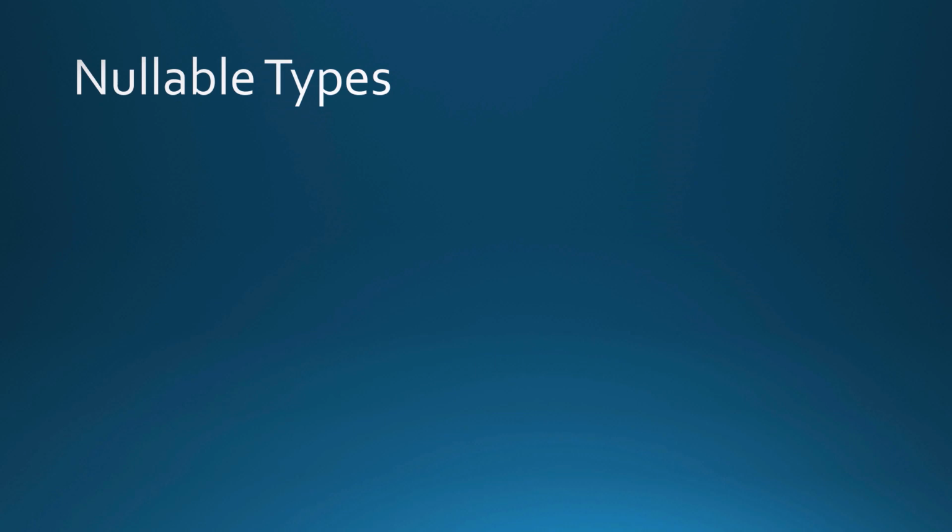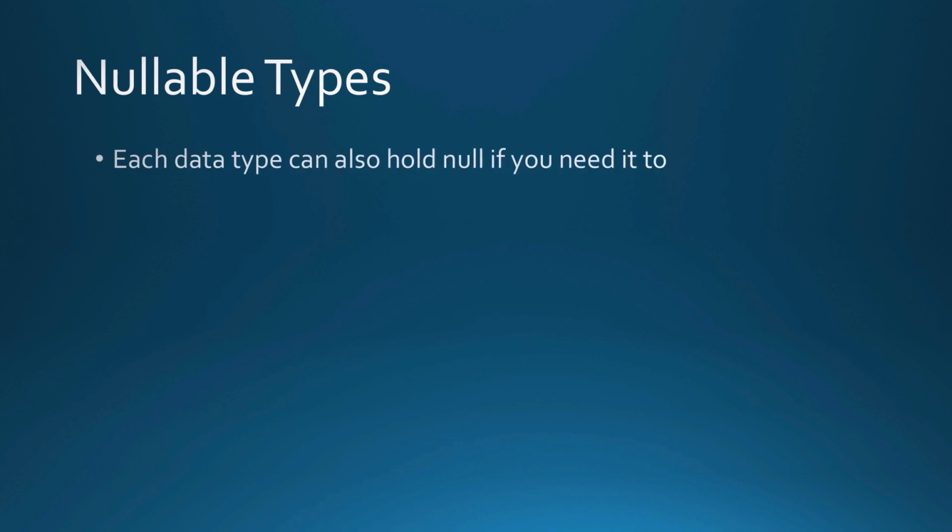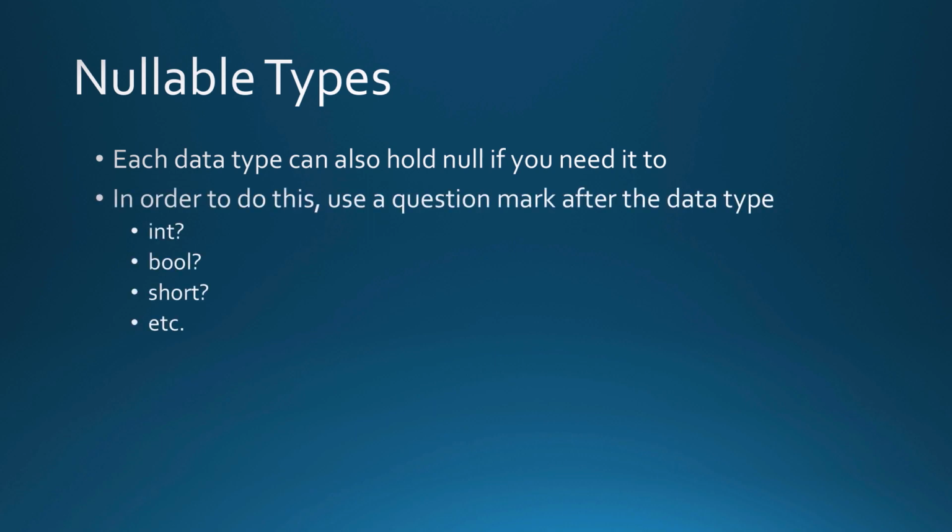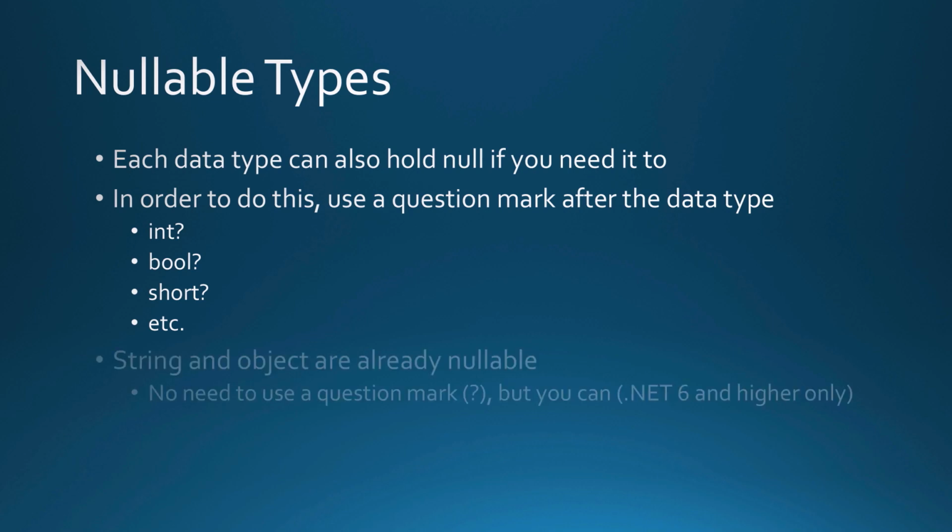Now by default, integers, decimals, date times, things like that cannot have a null in it, but each data type can hold null if you need it to. In order to do this, you simply add a question mark after that data type. So what this means is that we can then put either a null in or we can put data in. Now string and object are already nullable. However, starting with .NET 6 and higher, you can use the question mark, but there's really no reason to.